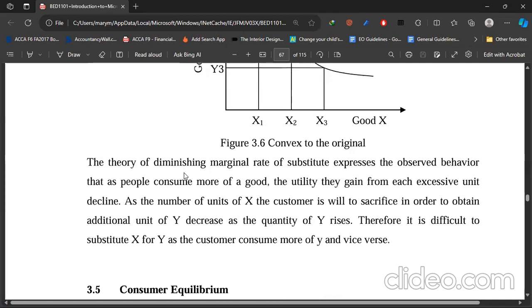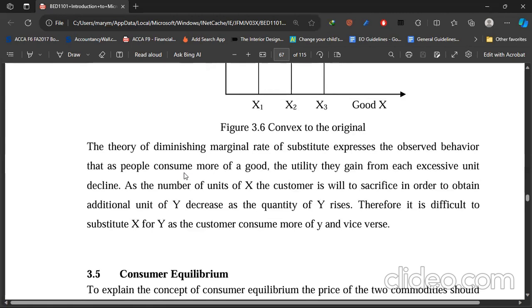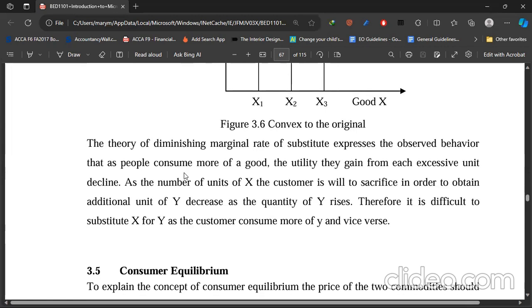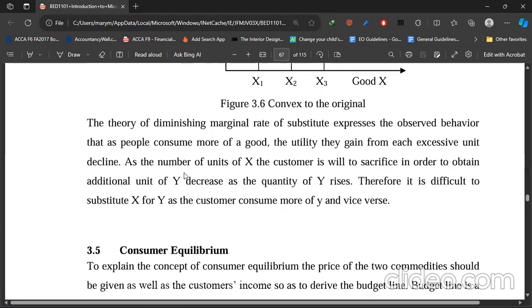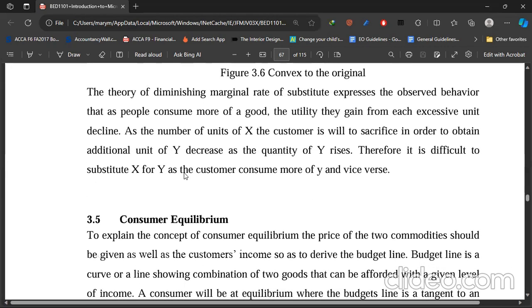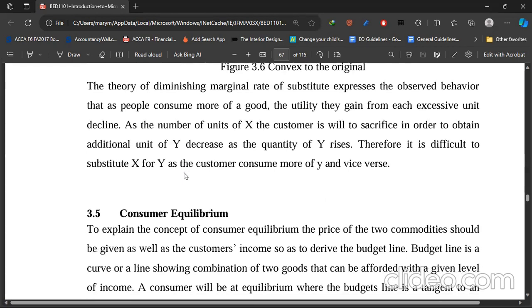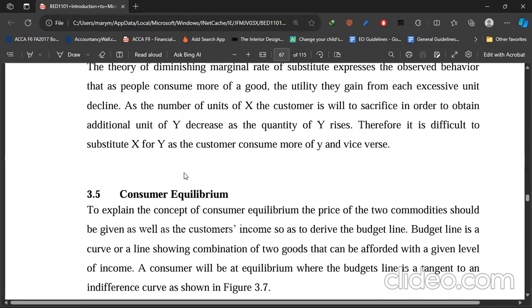Now, the theory of diminishing marginal rate of substitution expresses the observed behavior that as people consume more of a good, the utility they gain from each additional unit declines. As the number of units of X the consumer is willing to sacrifice in order to obtain an additional unit of Y decreases as the quantity of Y rises, it is therefore difficult to substitute X for Y as the consumer consumes more of Y, and vice versa.